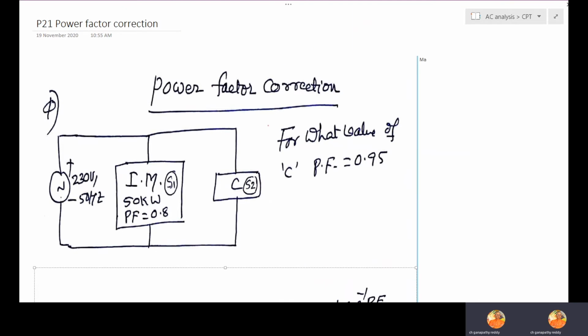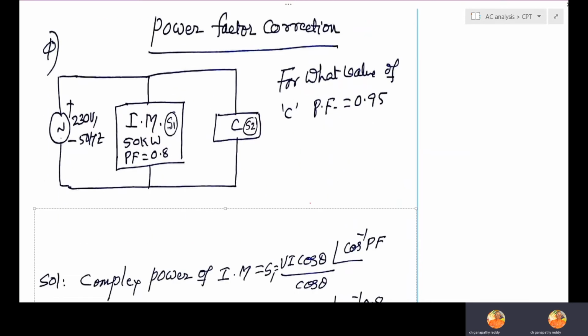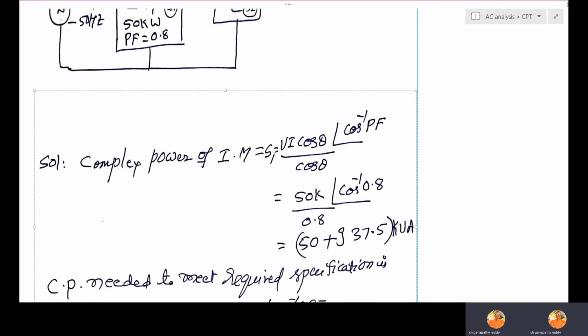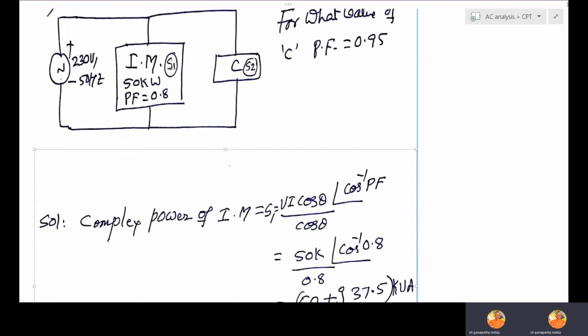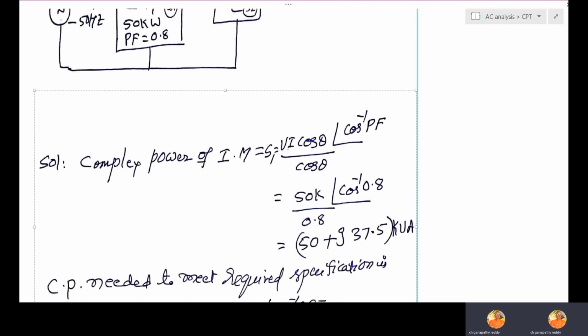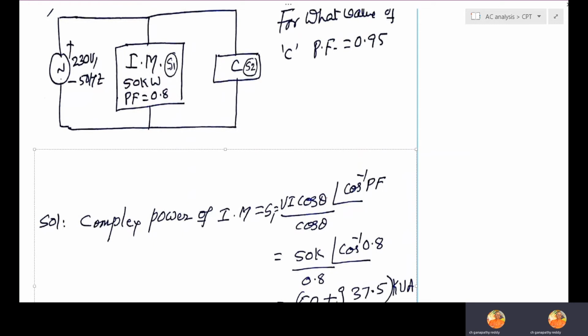Previously we discussed why we should correct the power factor, then how it can be done with the help of a capacitor. An inductive load is compensated with a capacitor. Practically we always come across inductive loads. We mostly never come across capacitive loads. So an inductive load is compensated with the capacitor. How to do that? So first, the complex power of the induction motor, I am calling it S1. This is a standard procedure.